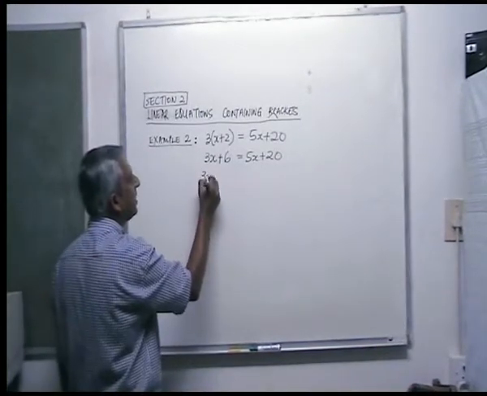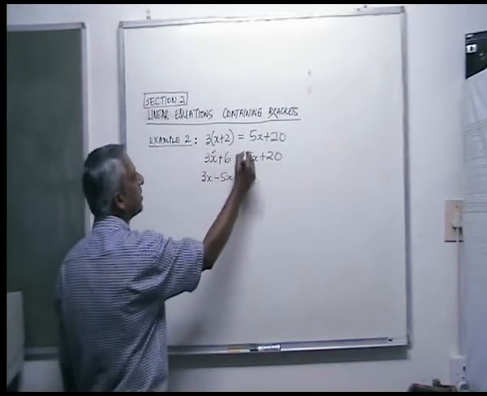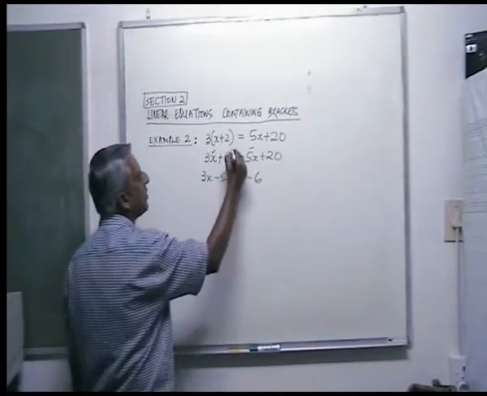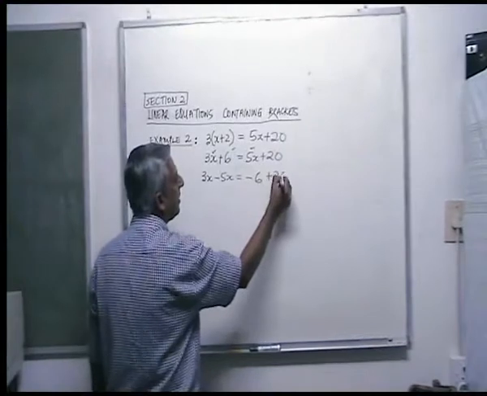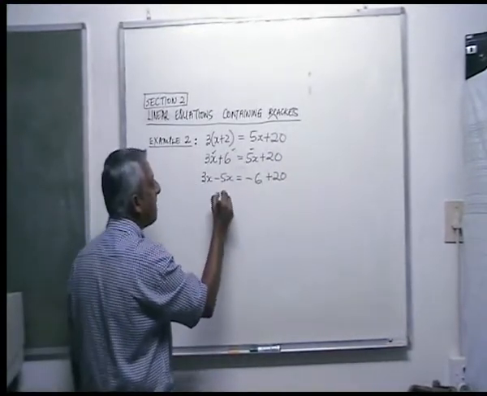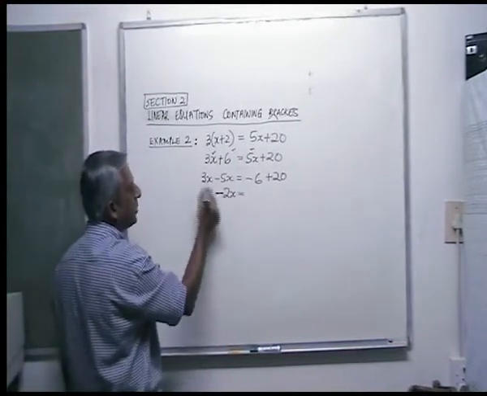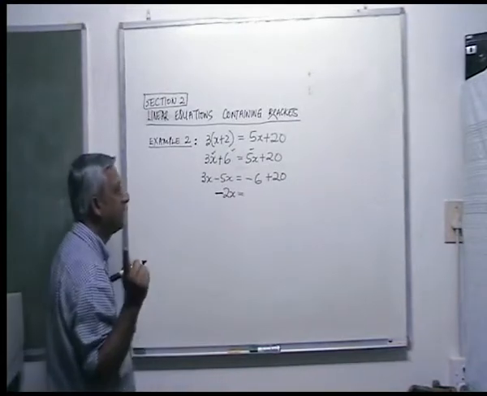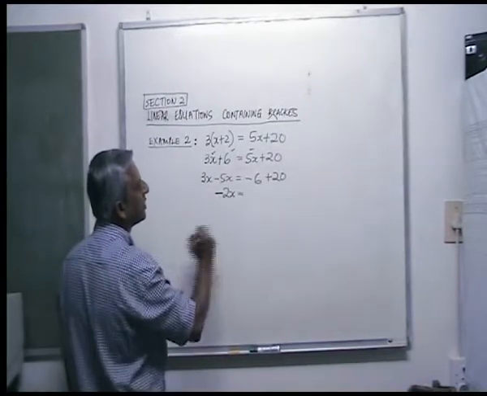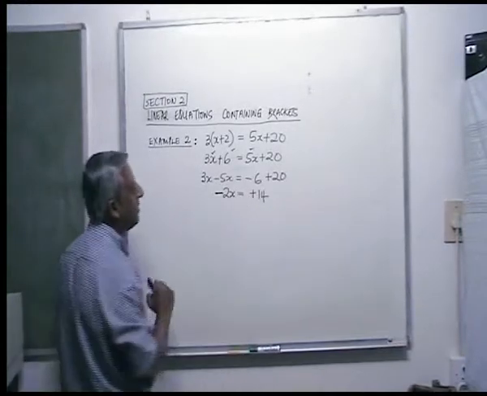Now after this it is straightforward. 3x, transpose minus 5x. So we finish with that. Plus 6 transpose becomes minus 6. We finish with that. And then we just bring down the 20. Now integers, be careful. 3 minus 5 will give you minus 2x. Get your calculator to help you here. But it is far better to be able to do it without a calculator. 3x minus 5x is minus 2x. Minus 6 plus 20 is plus 14.